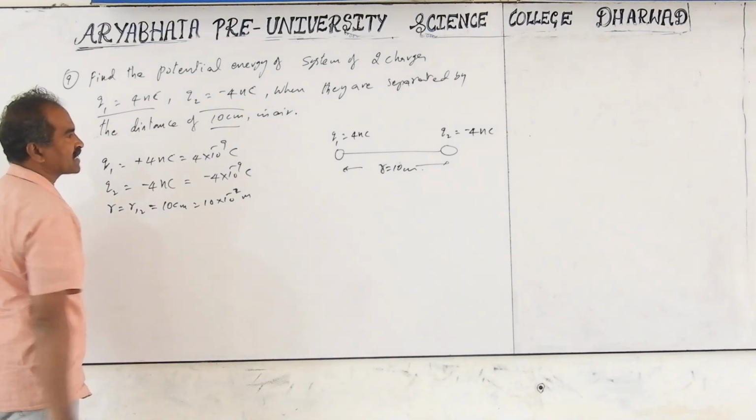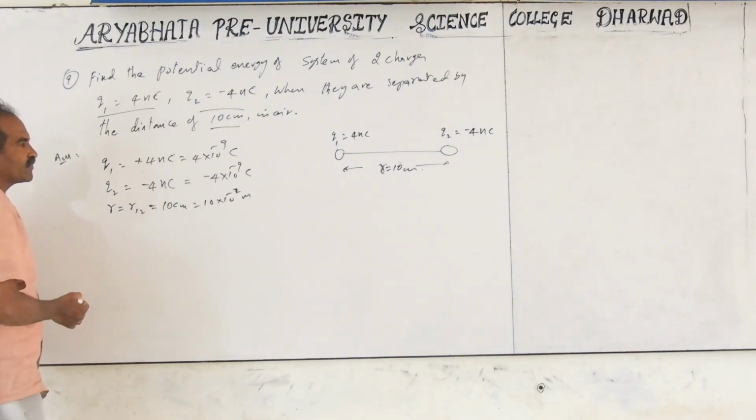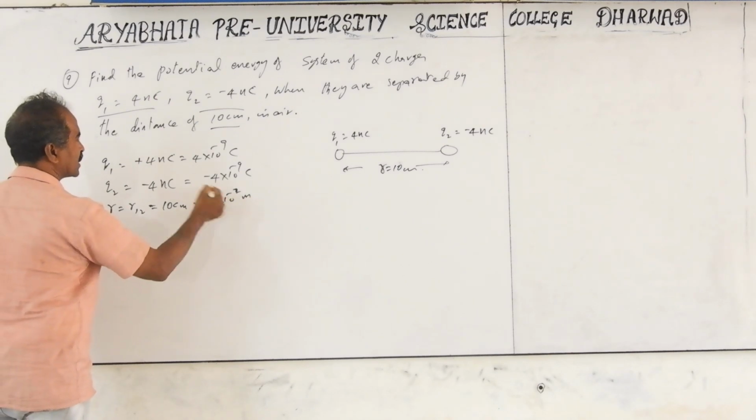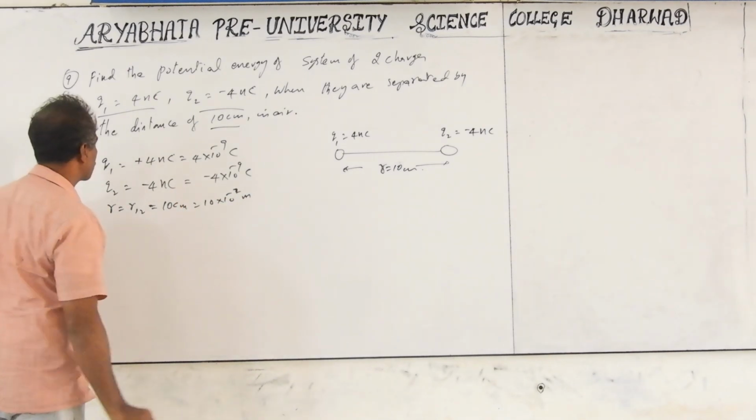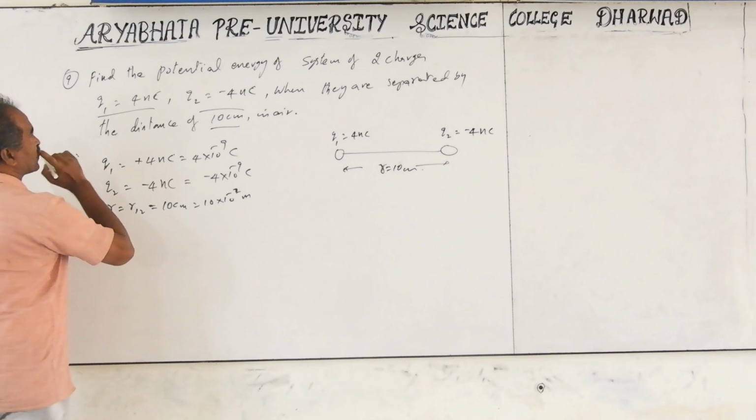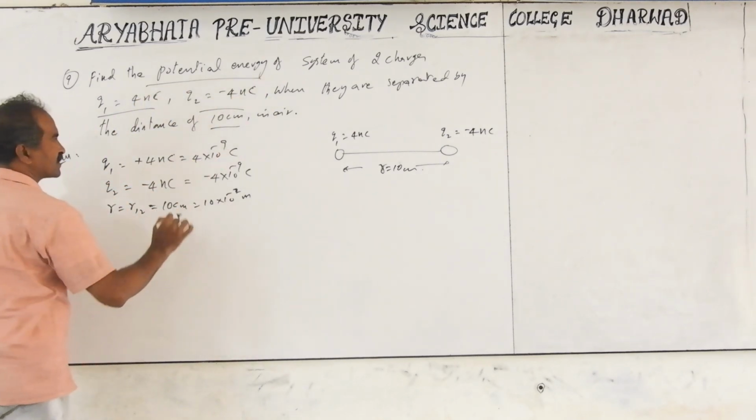Okay, the separation can be written as R12, or simply as R. The 10 centimeters is converted into meters and the charges into coulombs. We are looking for the mutual potential energy in a system of two charges.